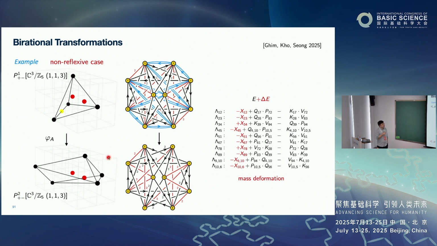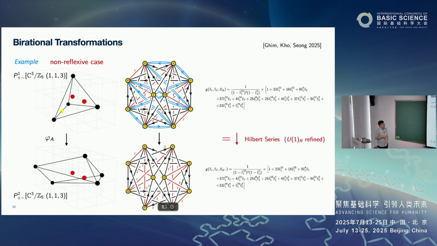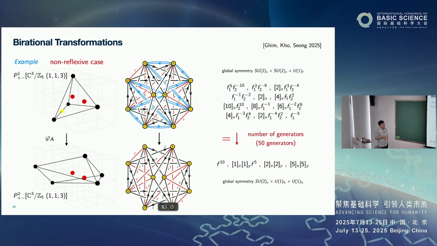So again, yes, I can do this. There are birational transformations that I can define that go from non-reflexive to non-reflexive, and the corresponding 2D (0,2) theories are also identified by mass deformation. And again, I can also compute the Hilbert series. They are identical. The number of generators are also identical under these transformations.